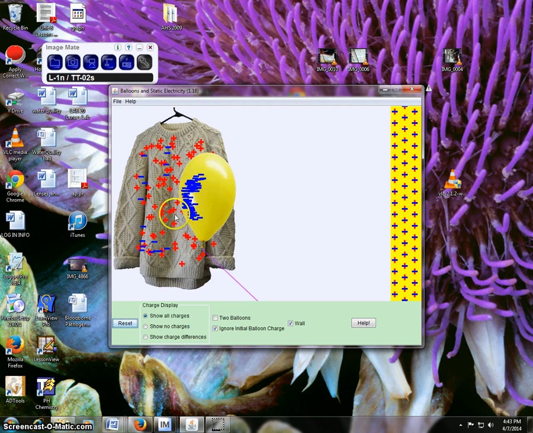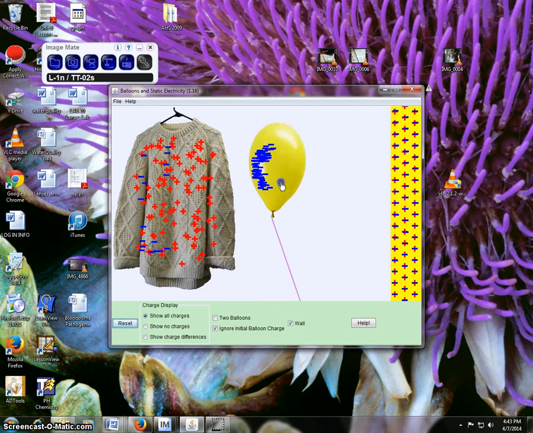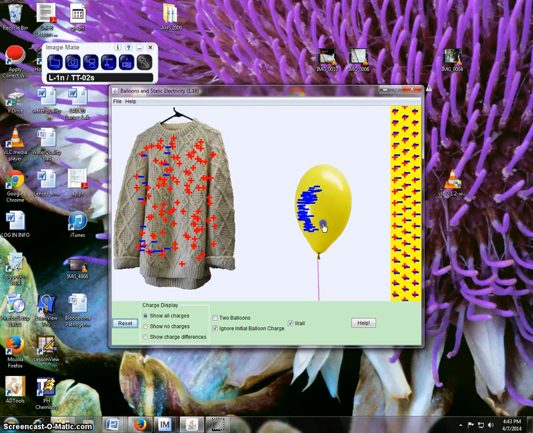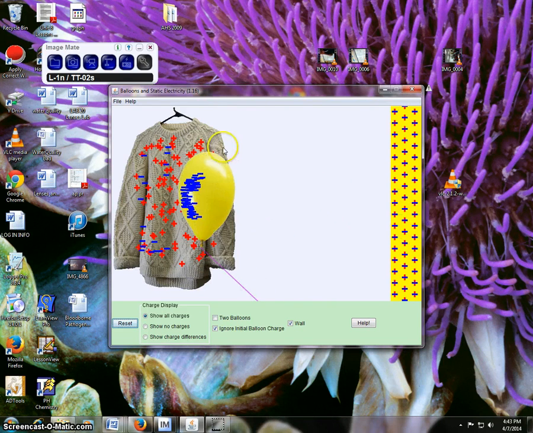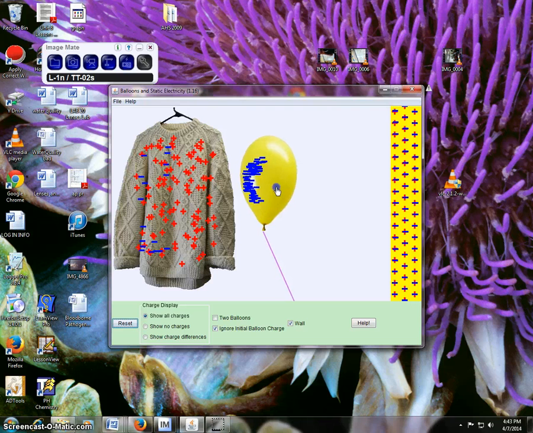But opposites attract and like charges repel one another. Because the balloon has picked up excess electrons, it has a net negative charge, and because the wool has lost some electrons, it then has a remaining positive charge.